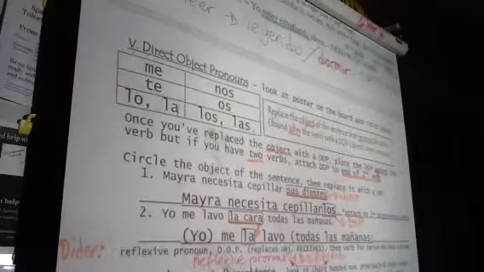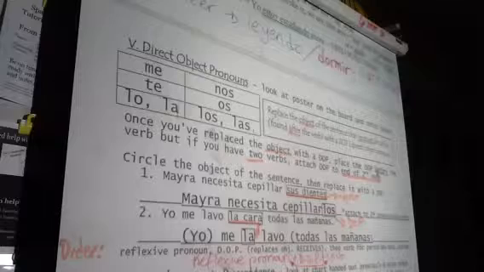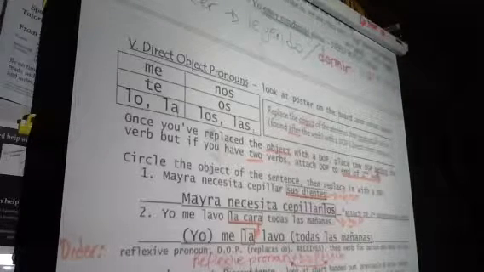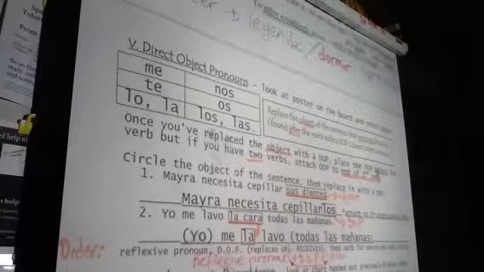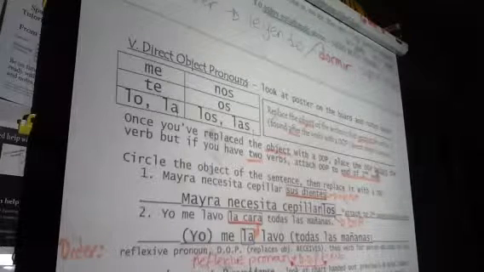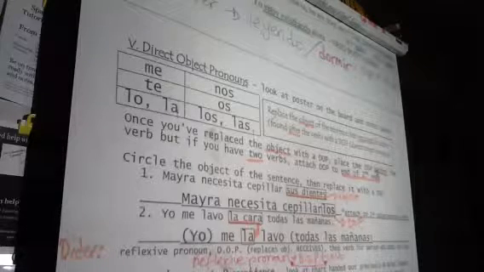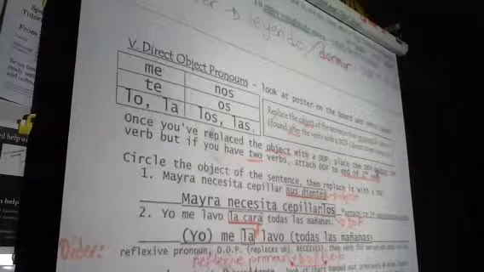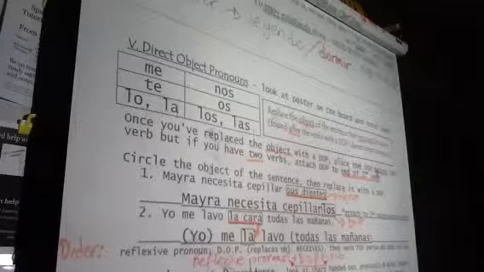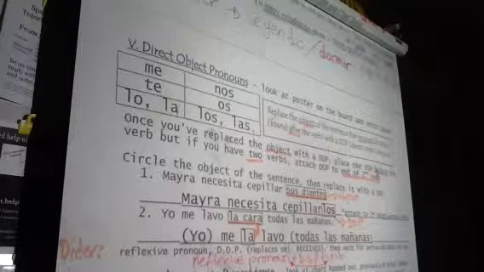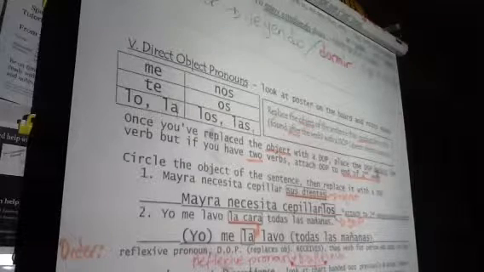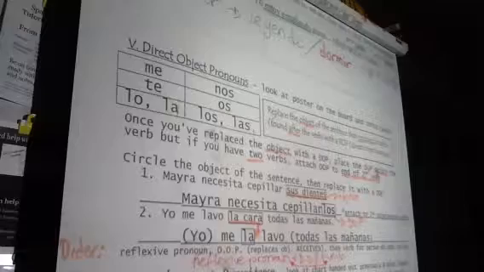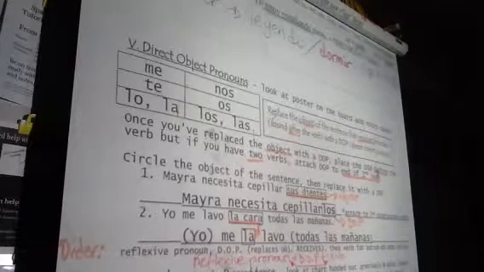Your direct object pronouns, me, te, lo, la, nos, los, and las, are used to replace. Replace is a key word to remember, and receive is a key word to remember, because you look at the object of the sentence that is receiving the action. You want nothing to do with your subject for direct object pronouns. Your subject does the action. We're not looking at what does the action, we're looking at what receives the action. So what receives the action is the object of the sentence. Once you take the object, you replace it with one of these.